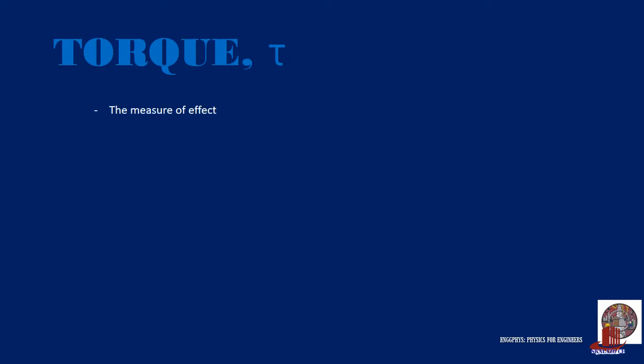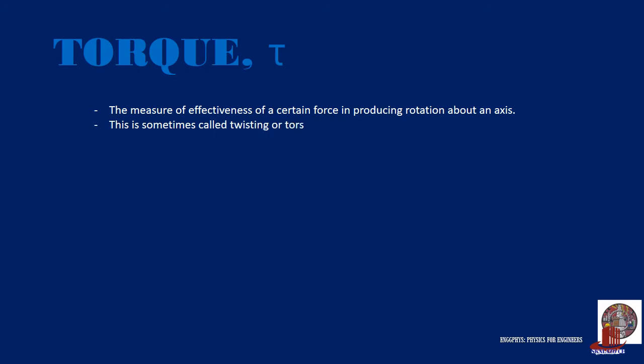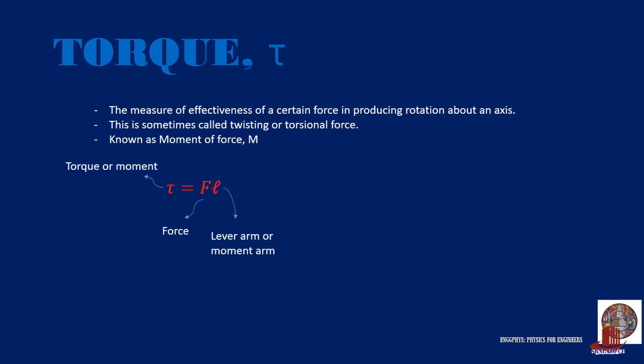Torque is a rotating force about an axis. In advanced programs, you would hear about this as twist or torsional force, but most often, this is commonly called moment, designated as M. The formula for torque is given as tau is equal to F times L, where tau is torque, F is the force, and L is the lever or moment arm.